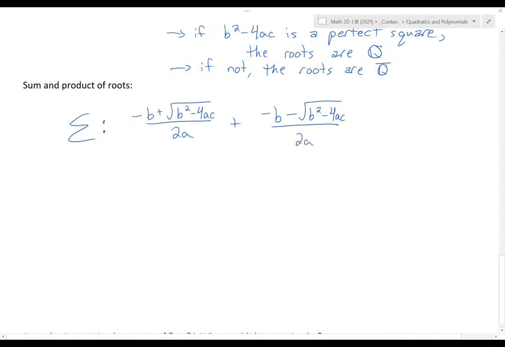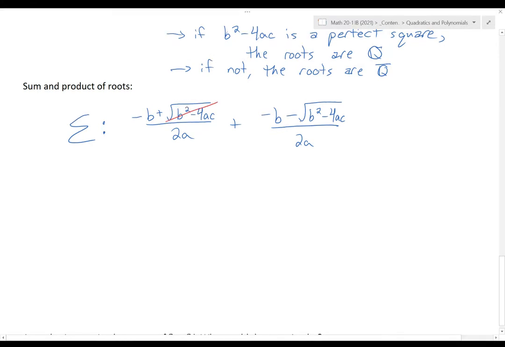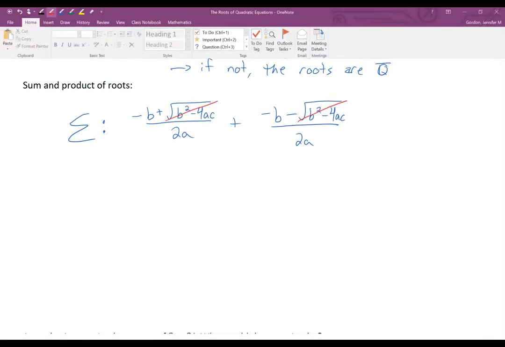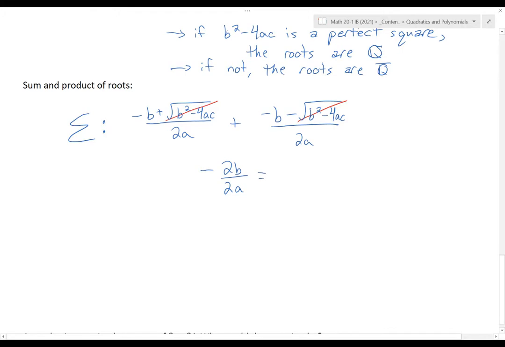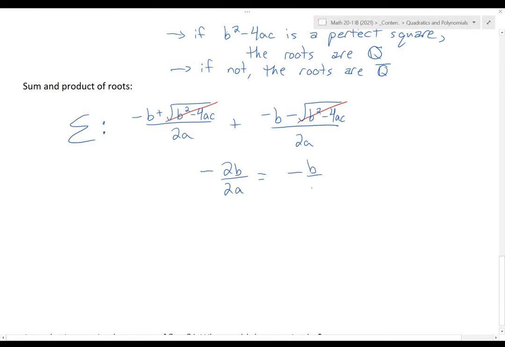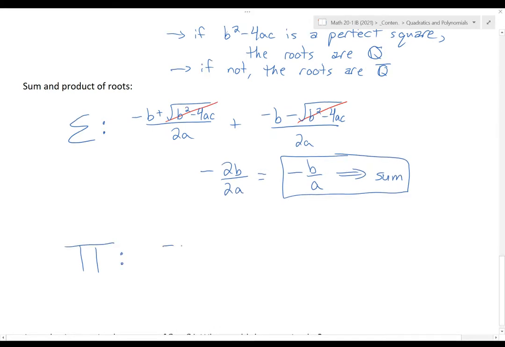I have the same denominator, so I can just add these together. Because I have plus the square root of the discriminant minus the square root of the discriminant, they cancel each other out, and we end up with negative 2b over 2a. The 2's cancel, so we end up with just negative b over a. This is always the sum of the two roots of a quadratic equation. So no matter which two answers I've gotten, if I add them together, it's going to be the same as negative b over a.